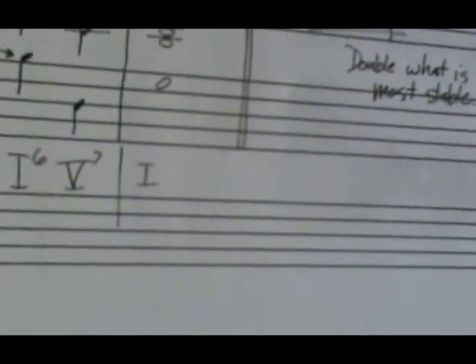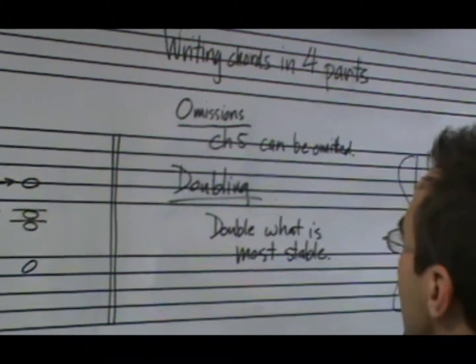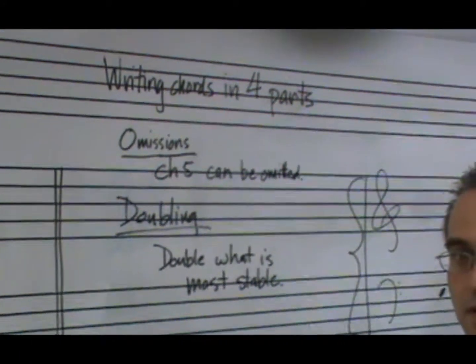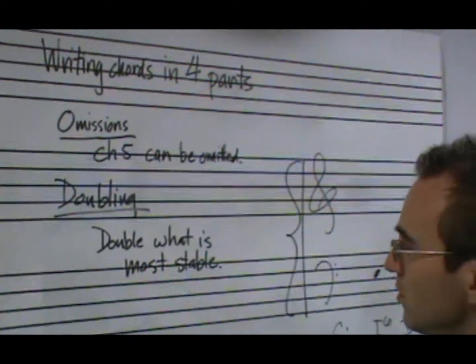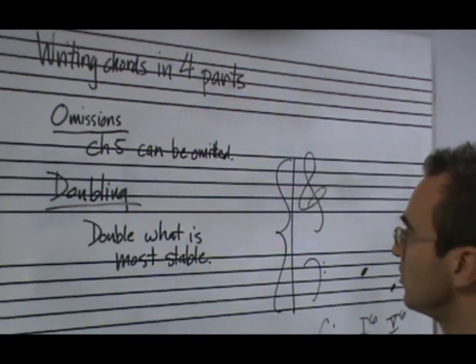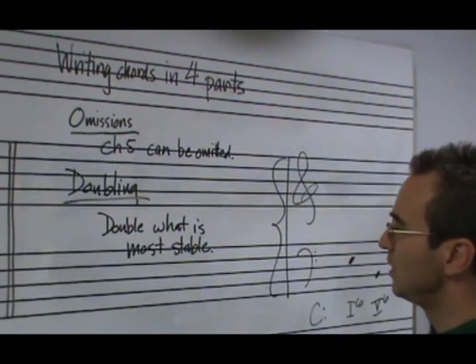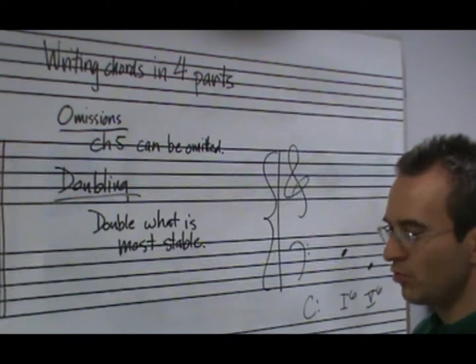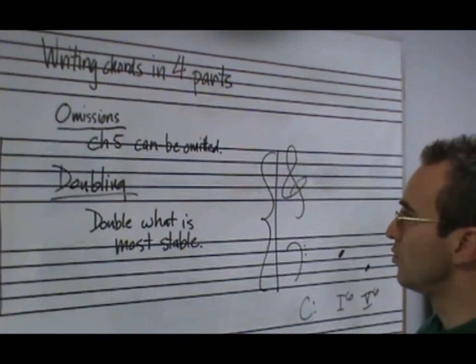Part of it's the fact that the 5th of the chord is pretty prominent as an overtone, and so to omit it hardly changes the sound. It's very subtle. So that's something you can omit without really altering the richness of the sound of the chord.